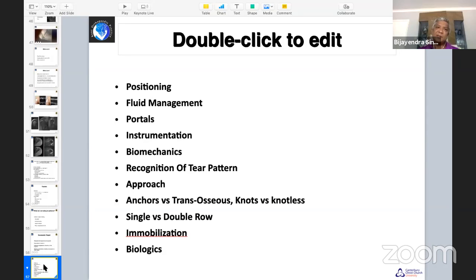These are the few steps that you need to be aware of when managing a patient with a cuff tear. Some of these are technical, which may not be inquired during the exams, but as a general principle in managing cuff tear: positioning of the patient, fluid management, portals, instrumentation, biomechanics, the recognition of tear pattern, the approach, how you're going to repair it, whether a single or a double row. Those are factors that one may need to consider.